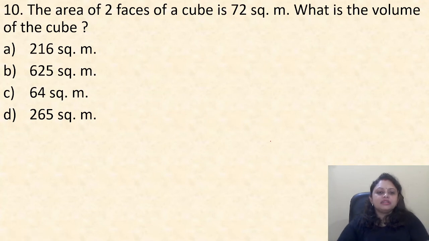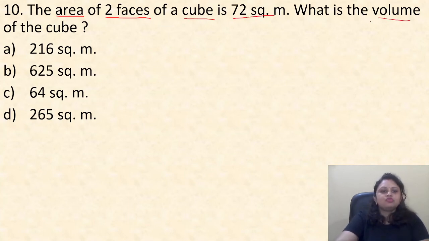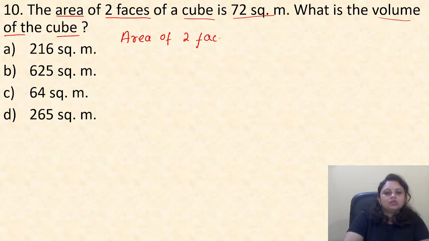The area of two faces of a cube is 72 square meter. What is the volume of the cube? Option A 216 square meter, B 625 square meter, C 64 square meter, D 265 square meter. Okay. So in the question it is given the area of two faces of a cube is 72 square meter. We have to find the volume of the cube. So area of two faces of cube is equal to 72 square meter.